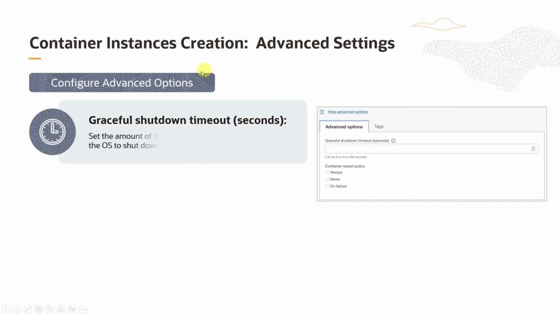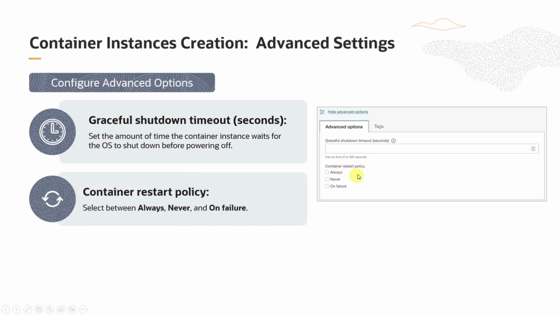Firstly, the graceful shutdown timeout allows you to set the amount of time the container instance waits for the operating system to shut down before powering off. Next, you'll choose the container restart policy. You have three options to select from.